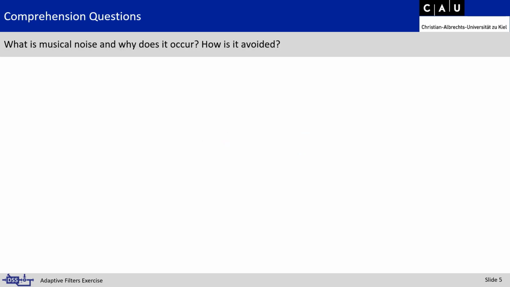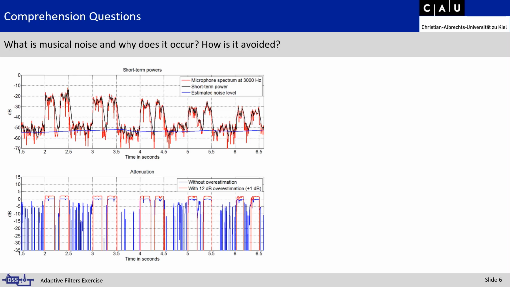What is musical noise and how does it occur? And how is it avoided? So let us first look at two plots from the lecture. In the upper plot we see three different quantities. In red is our observable signal y at a certain frequency band. So this is y. And since the noise is stationary, you can clearly see where speech is present, for example, here, here, and then we would say that here this is, for example, a noise phase.